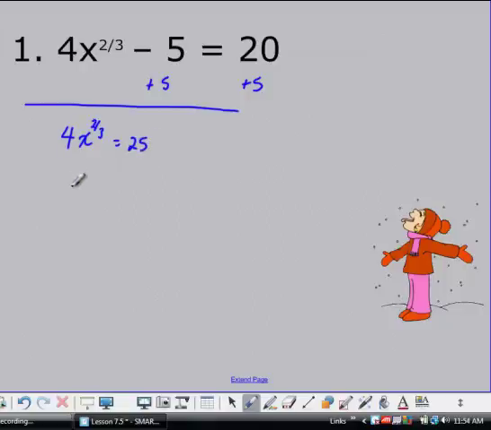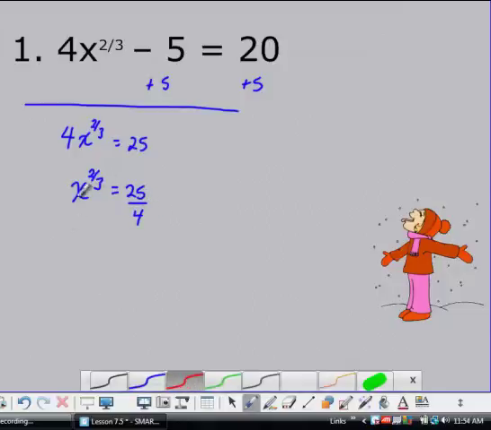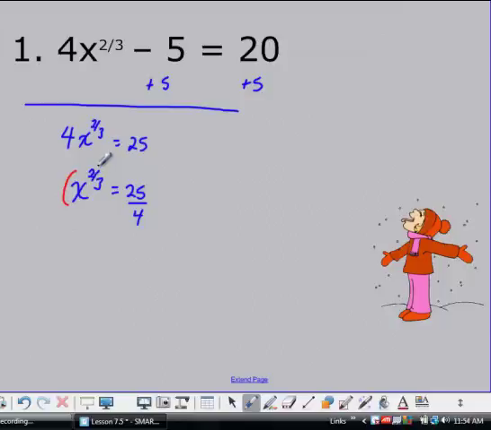Just like before, we're going to divide by 4. And now we just have one little step left. We have to undo that fractional exponent. So that means I have to, remember, it's power over root. So how do I undo a cube root? I cube it. And how do I undo a second power? I square root it. So if I raise one side to 3/2, I have to raise the other side to the 3/2 power. A power to a power multiplies, they cancel out.